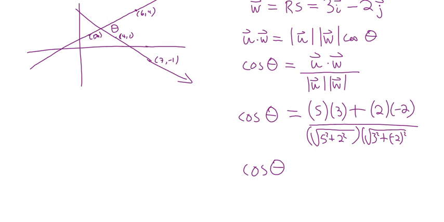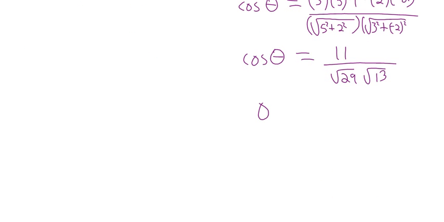Okay, so what is this? 15 minus 4, 11. I divide by square root, one root at a time. Root 29. Root 29. Times root 13. Okay, so what's theta? Cos inverse of that. That's actually what I was looking for.